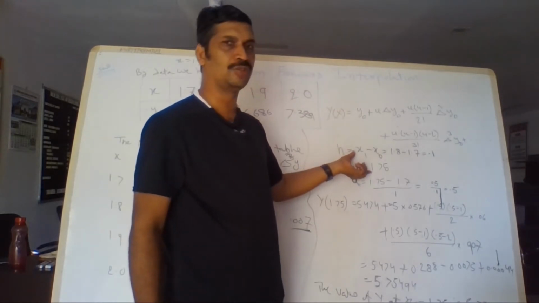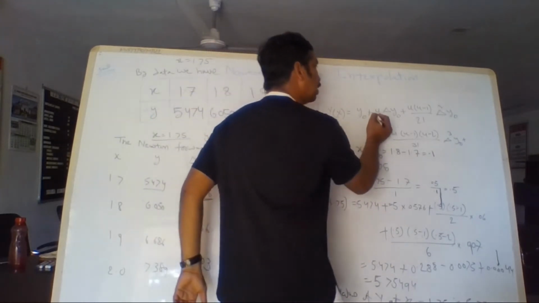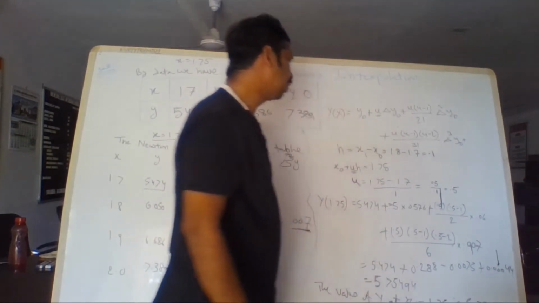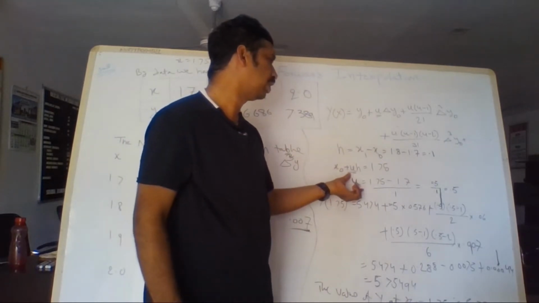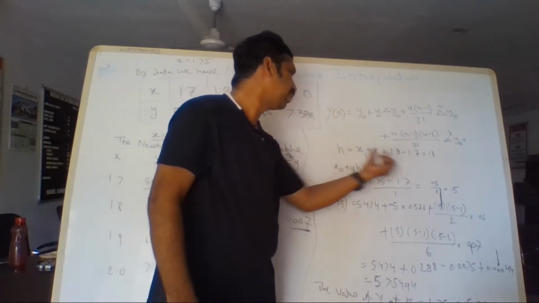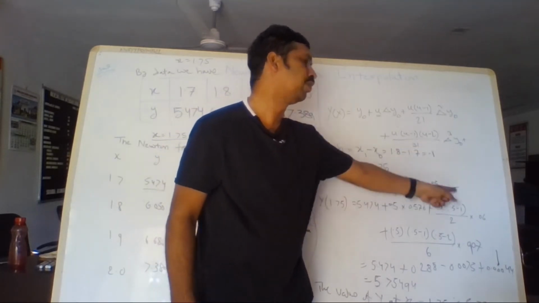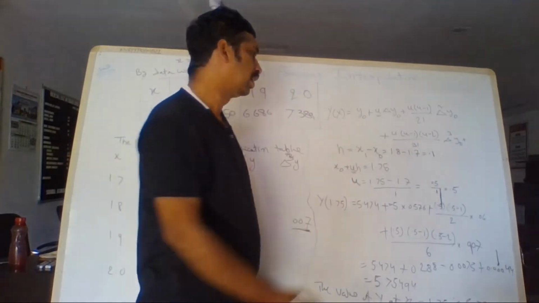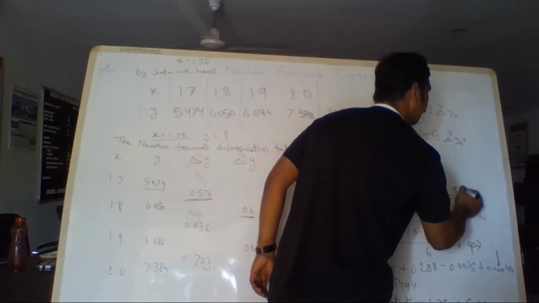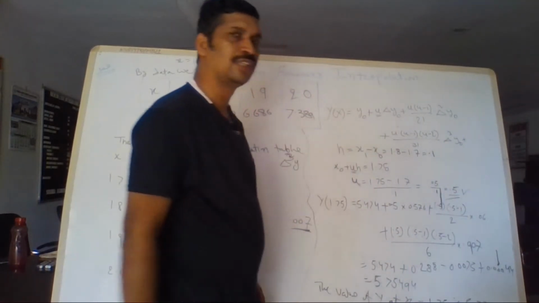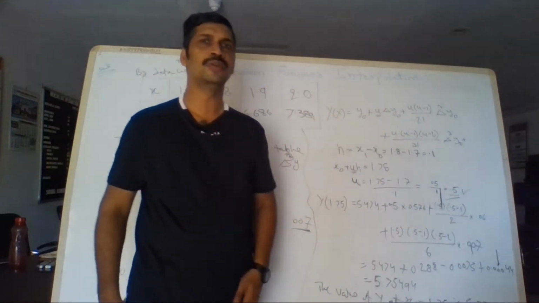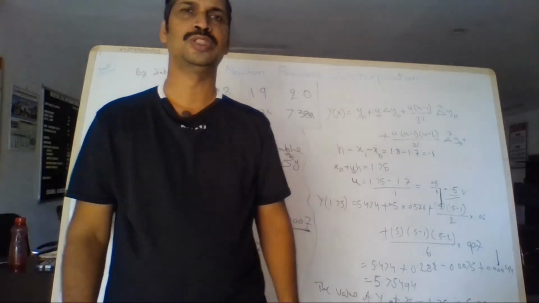In this formula the term u is there. x equals x naught plus u h, so u equals (1.75 minus x naught 1.7) by h, which is 0.1. We will get the value of u as 0.5. It is very important to derive the value of u. After getting the value of u, we just have to perform the substitutions.